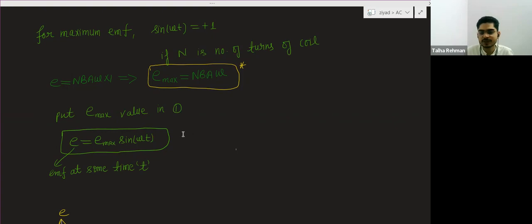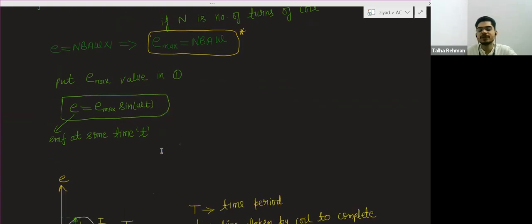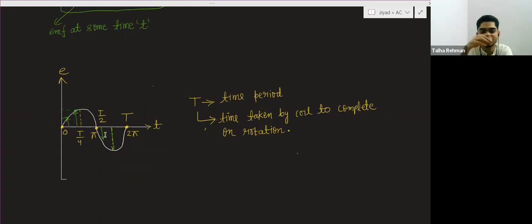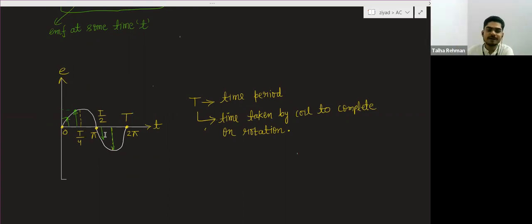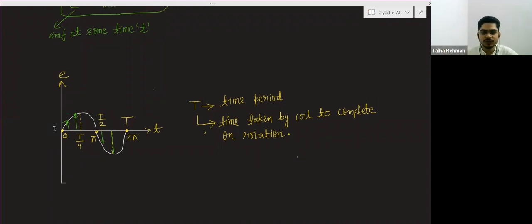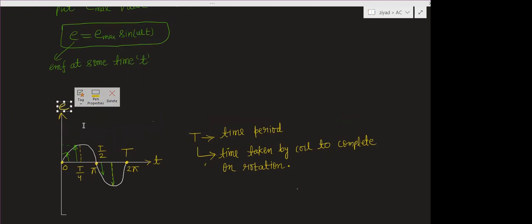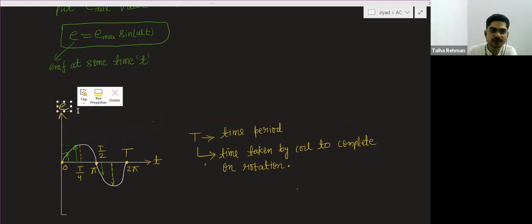If you draw the graph of this EMF with respect to time, it will be a sine curve in this form. This is the same as that of current. That is why I drew the alternating current changing with respect to time. This is your alternating EMF, and its graph is also a sine curve. This represents the time T by 4, this represents T by 2, and this represents the time period T.